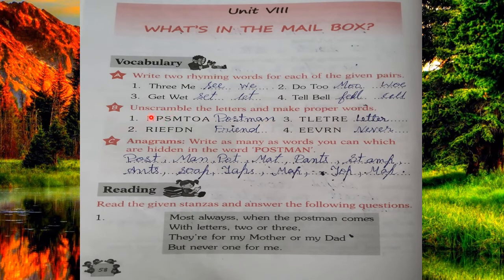Next question is unscramble the letters and make proper words. Class, here in this question you can see there are some letters. They are unscrambled, disarranged. You have to arrange them properly and then make proper words. Just like the first word is postman, second is letter, third is friend, and the last is never.